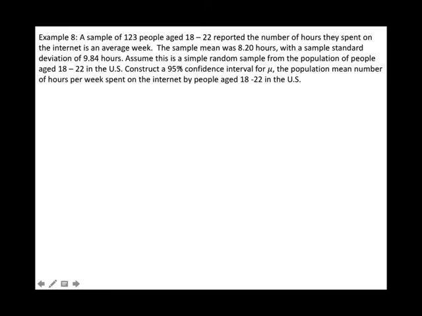Okay, and assume this is a simple random sample from the population of the people aged 18 to 22 in the United States. Construct a 95% confidence interval for the population mean number of hours per week spent on the internet by the people aged 18 to 22 in the United States. So first, find the critical value.